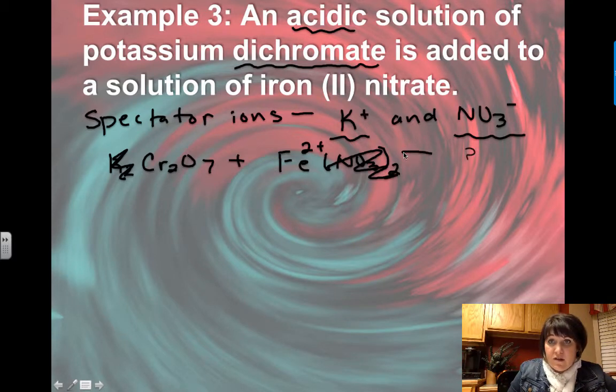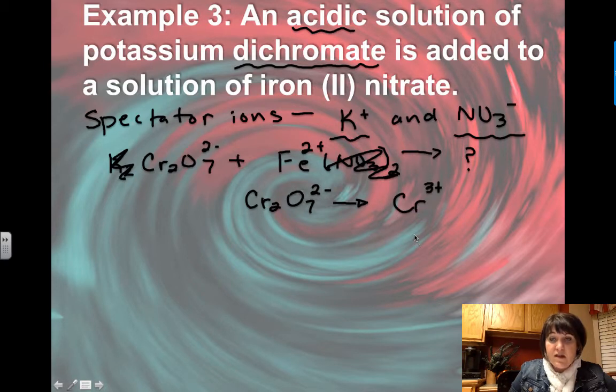We have to predict what they are going to form. So let's take on this challenge. Break it apart into half reactions and it won't be so bad. Start in the middle of your page. Dichromate, Cr2O7, has a 2- charge, and it's going to become chromic ions, Cr3+, in acidic conditions.